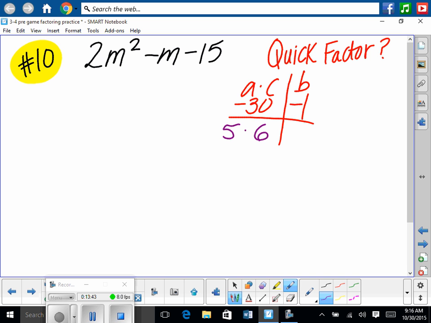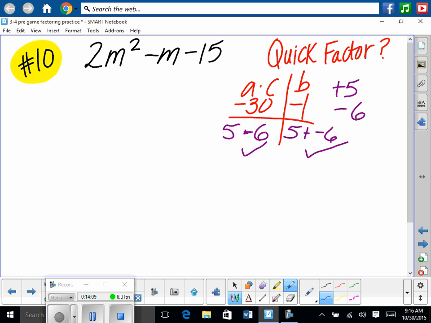So one of them needs to be negative, and it needs to add up to be negative 1. Which one's negative? Good. Negative 6. Check it in both cases. Negative 6 and then 5 plus negative 6. It has to work in both cases. If it works in only one, those aren't your factors, because there will be times that it works in this one, but it doesn't work over here. It has to work in both cases. Okay. So our factors are positive 5 and negative 6, right?